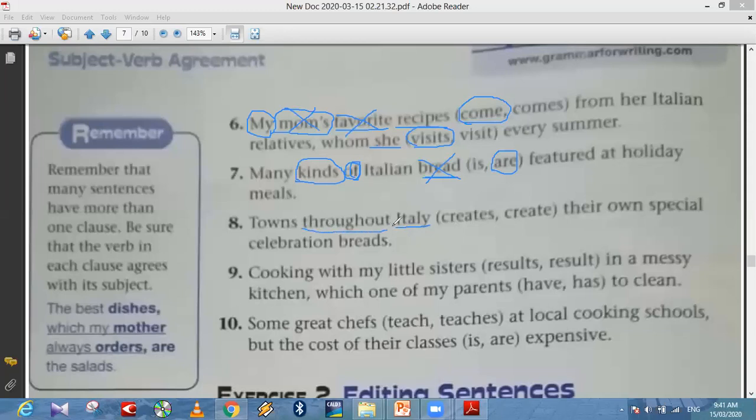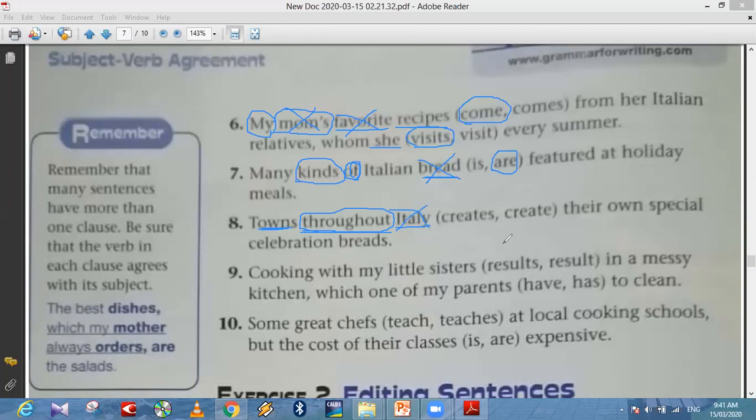If you check chapter 9, I think lesson 4 or 5, you can find the list of prepositional phrases. And I told you before that you have to keep all these prepositions. That helps you to identify the prepositional phrase in the sentence. Yes, throughout here is a preposition, and this is the object of the preposition. It's not the subject of the sentence. That means towns is the simple subject.